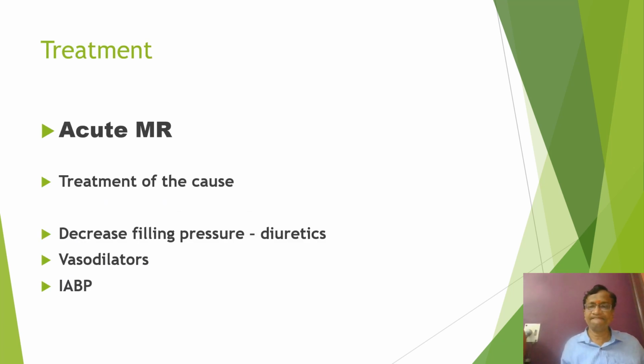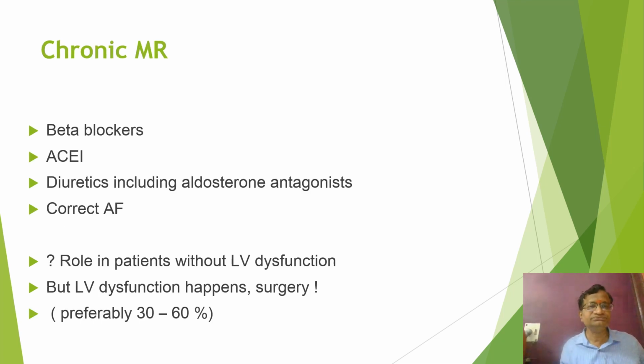Now, what about acute MR? Treatment of the cause. Give diuretics, vasodilators, IABP, inotropes to get things up. In acute pulmonary edema, we may need CPAP. Chronic MR needs beta blockers, ACE inhibitors, diuretics, and correction of AF.